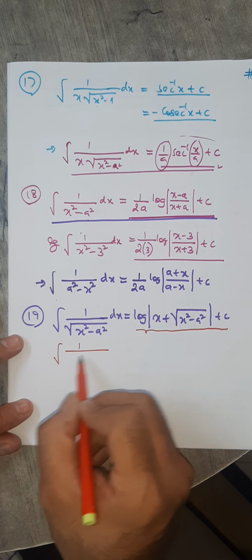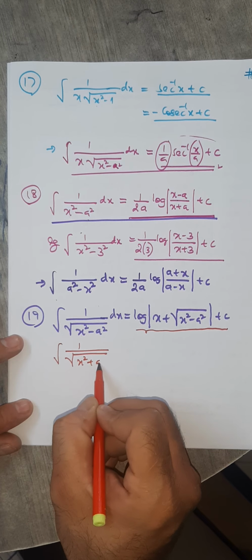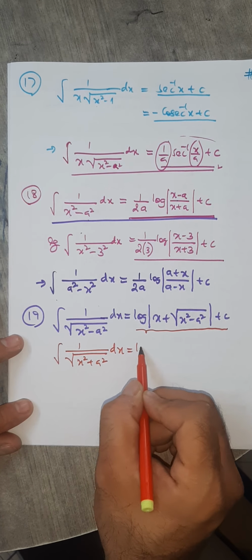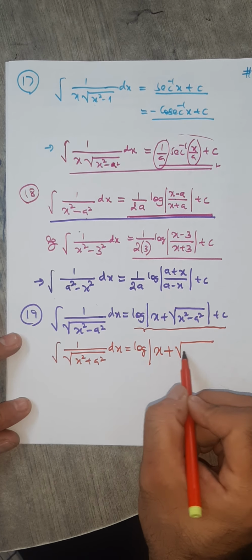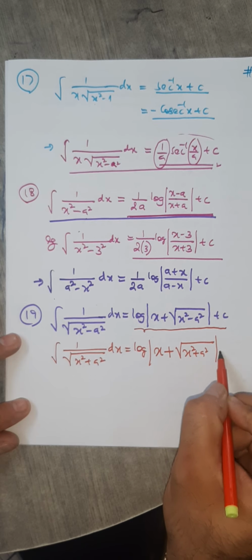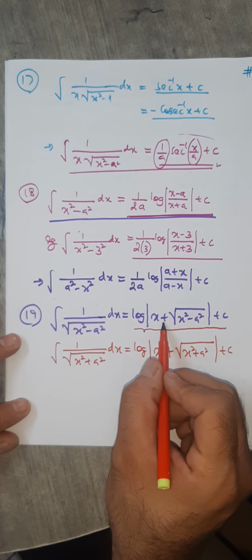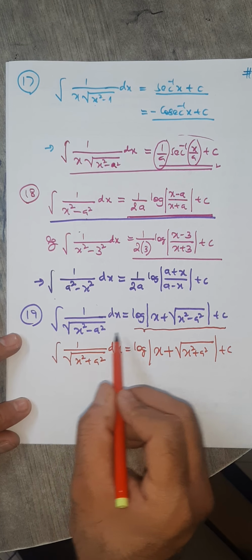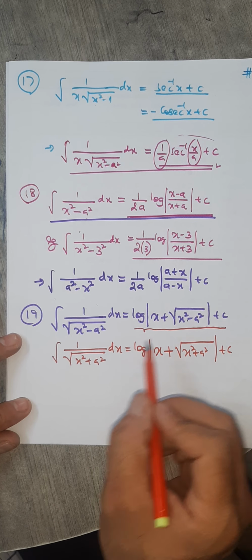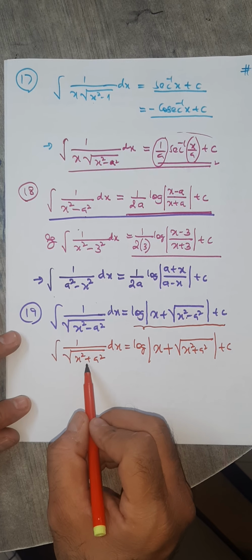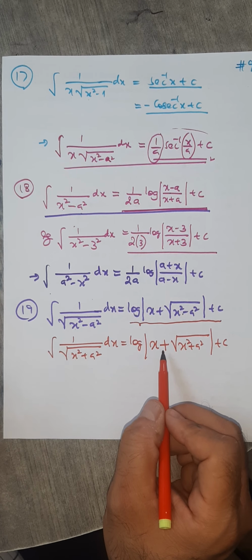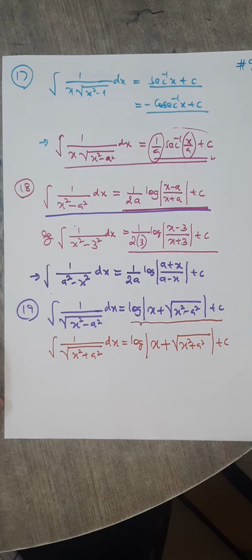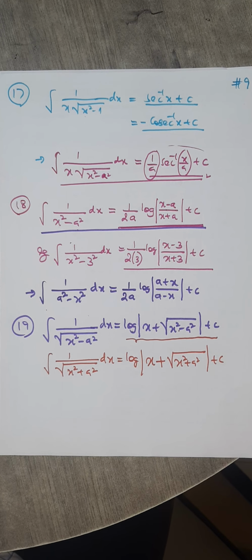And same way, you may have plus sign here. It may be like this here, root of x squared plus a squared, which is given by log of mod of x plus the same expression. Remember here minus, therefore here minus, it's not there. 1 upon root of x squared plus a squared, log of mod of x plus the same expression. Okay. So these are the list of important formulas. We'll see further in the next session.